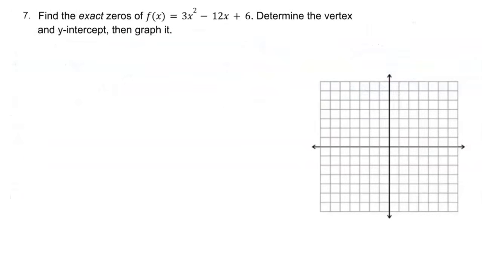Now, question number 3. This says find the exact zeros of f of x equals 3x squared minus 12x plus 6. Determine the vertex and y-intercept, and then graph it. So the first thing I want to do in order to determine the zeros is I want to let the y value be 0, or the f of x be 0. So I'm going to go ahead now, and I'm going to try to factor out as much as I can. Common factor, we always want to start with that because it simplifies our life.